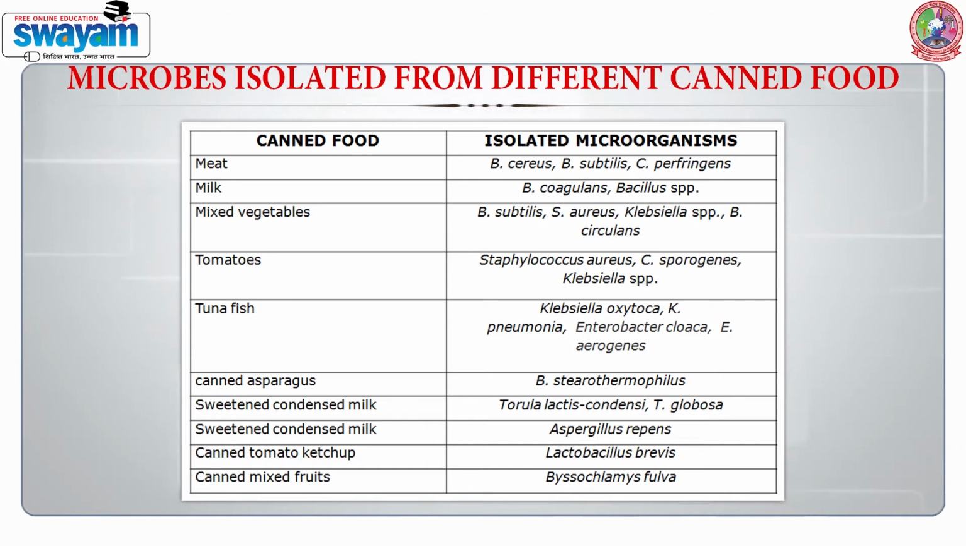Tomato, which is acidic, will have Staphylococcus aureus, Clostridium sporogenes, Klebsiella species. Fish products like tuna fish will have species of Klebsiella, Enterobacter species. Canned asparagus will have Bacillus stearothermophilus. Some canned milk products like sweetened condensed milk will have Torula, Aspergillus. Canned tomato ketchup may have Lactobacillus brevis. Canned mixed fruits will have Byssochlamys fulva.